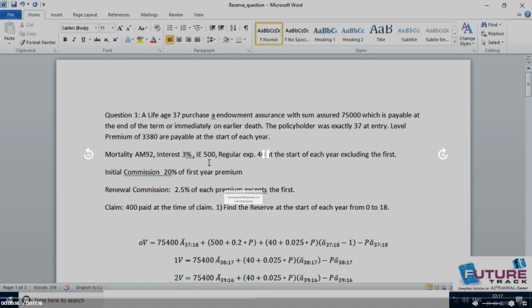This is my endowment insurance with claim expense. Let's take an example. We have a life aged 37. Now we have to find the endowment reserve at the start of each year.